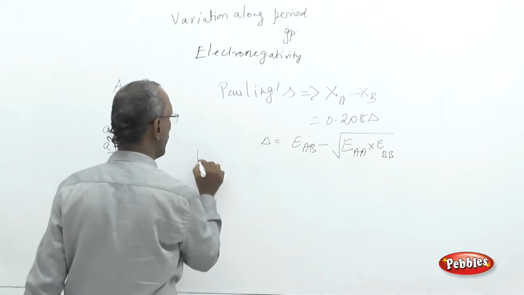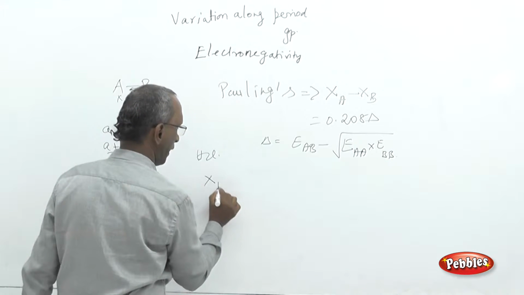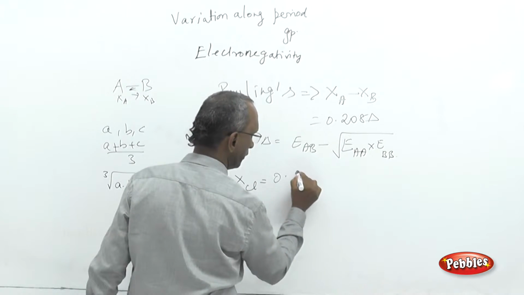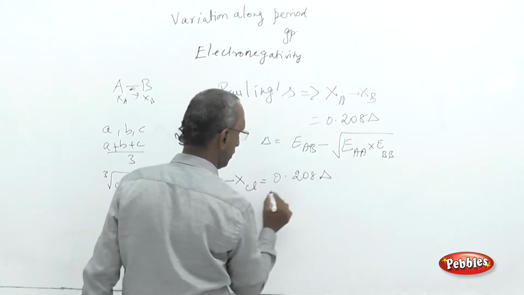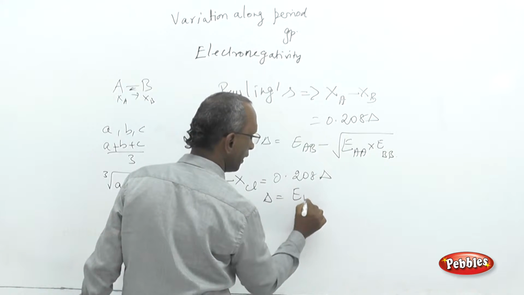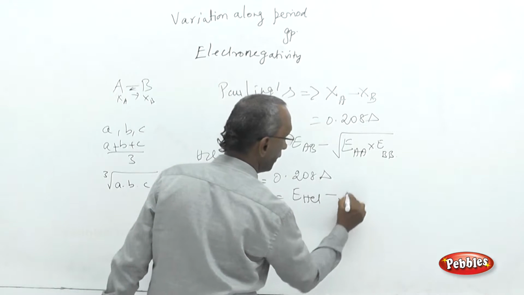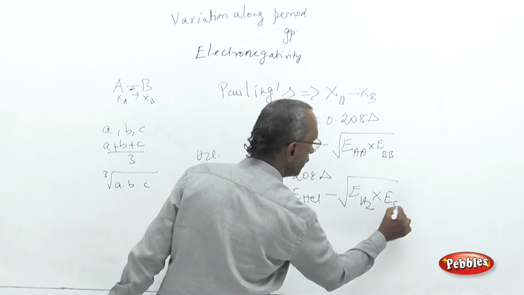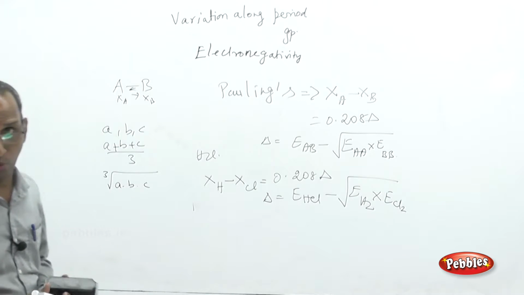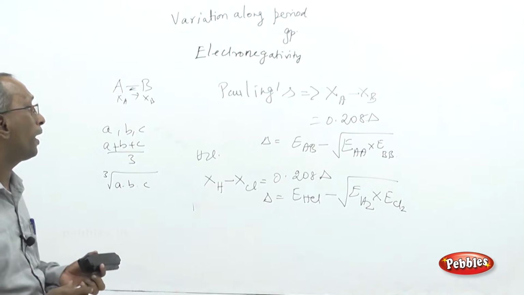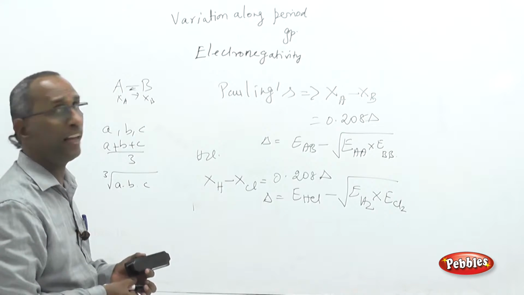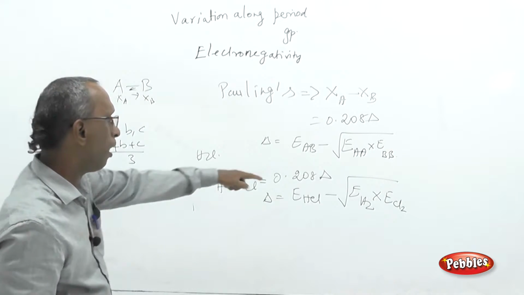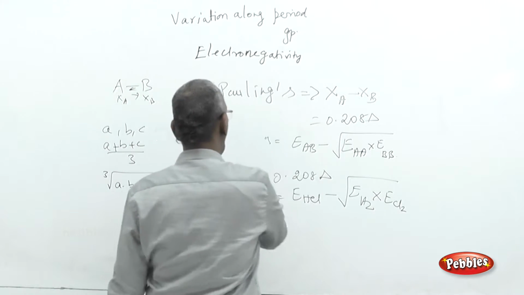You can illustrate with the example of HCl. So write HCl: XH minus XCl equal to 0.208 delta. Delta is defined as the bond energy between hydrogen and chlorine minus the square root of the bond energy of the hydrogen molecule into the bond energy of the chlorine molecule, and this is given by the difference in electronegativity. So this is the Pauling scale of electronegativity. It somewhat complicates. Rigorous calculations are to be made, and all other parameters have to be noted in the case of the Pauling scale.